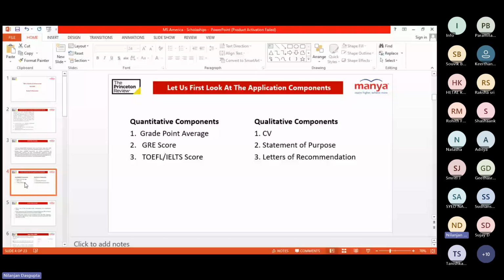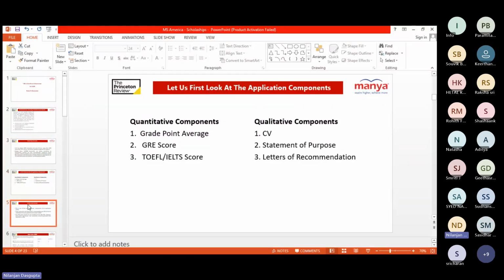So you need these six components, these six documents, whenever you apply to an MS program in the USA. Each and every component is important, and each and every component plays a role in the actual selection process, academic selection, as well as scholarship opportunities. Each and every component, I repeat, has its own role and importance when it comes to academic admission plus your scholarship opportunity.